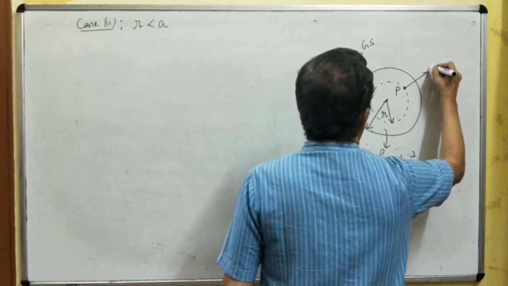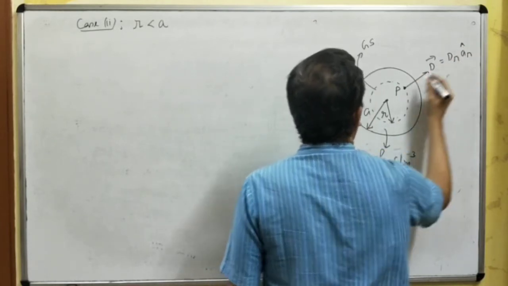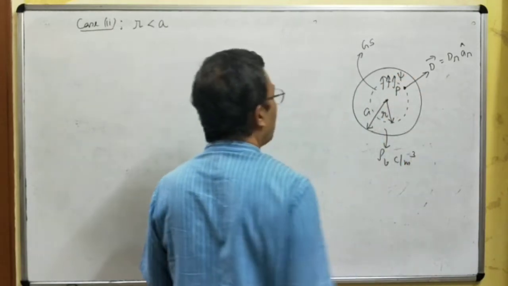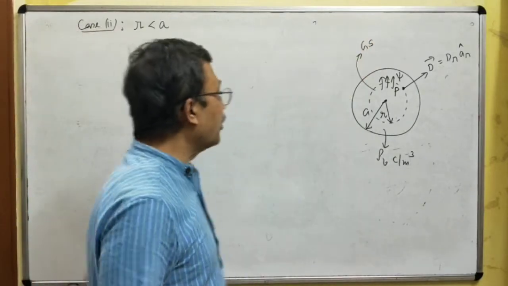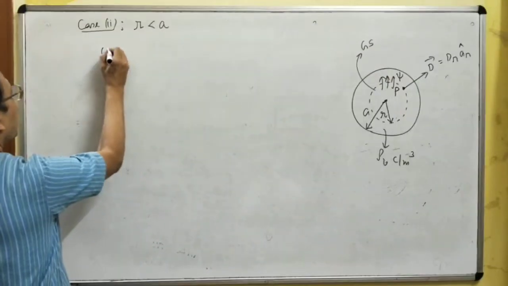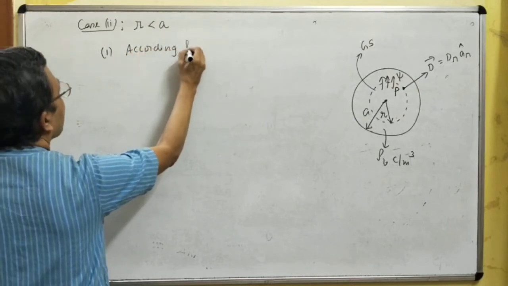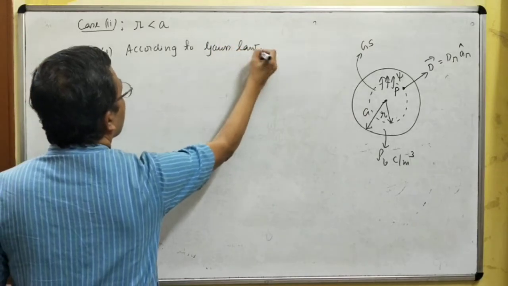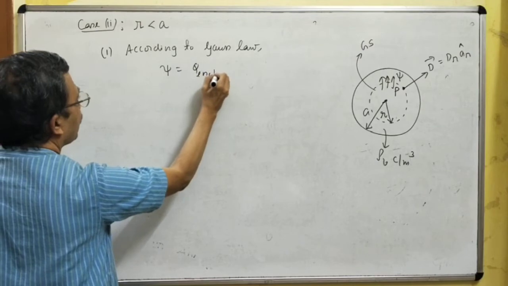At point P, vector D is given by Dr into ar cap. These are the sample flux lines that are coming out of the Gaussian surface. GS is the abbreviation for Gaussian surface. Step number 1. According to Gauss law, electric flux psi is equal to charge enclosed.